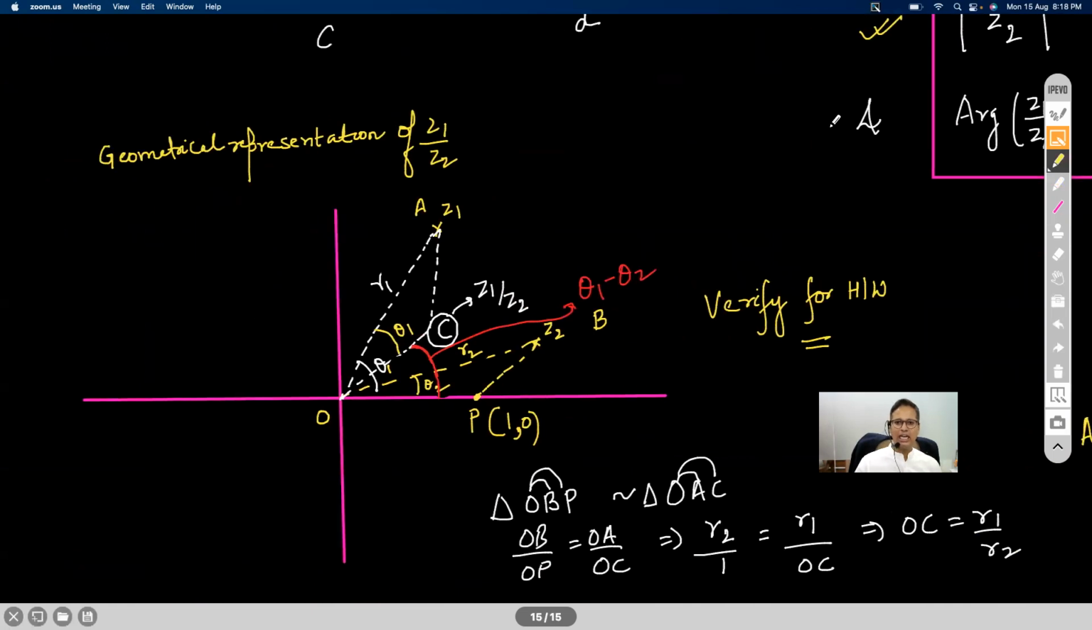With this, I'll conclude today's session. In our next class, we will take up a few leftover concepts of complex numbers.